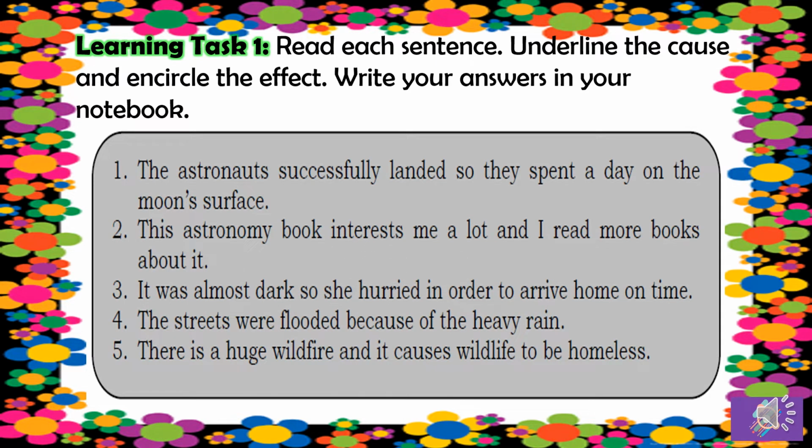Number 1, the astronauts successfully landed, so they spent a day on the moon's surface. Number 2, these astronomy books interest me a lot and I read more books about it. Number 3, it was almost dark, so she hurried in order to arrive home on time. Number 4, the streets were flooded because of the heavy rain. And number 5, there is a huge wildfire and it causes wildlife to be homeless.